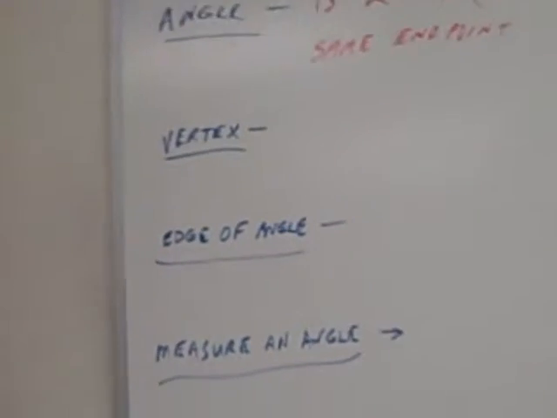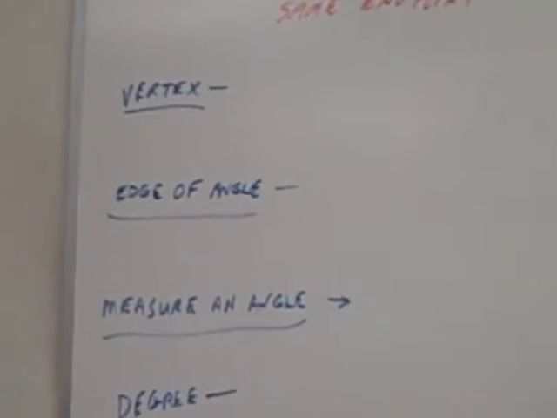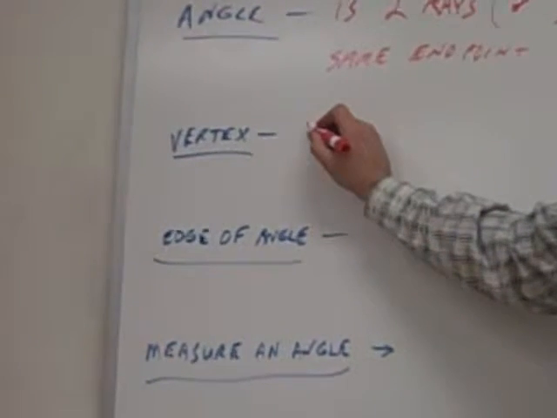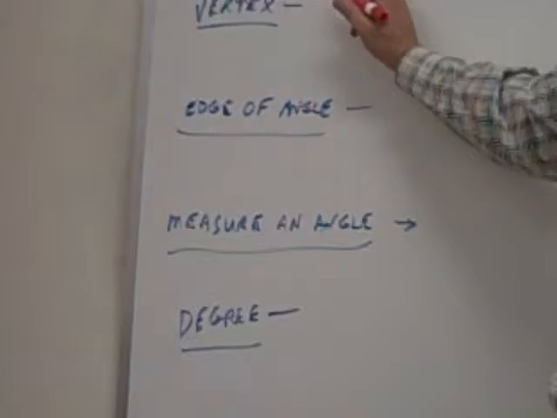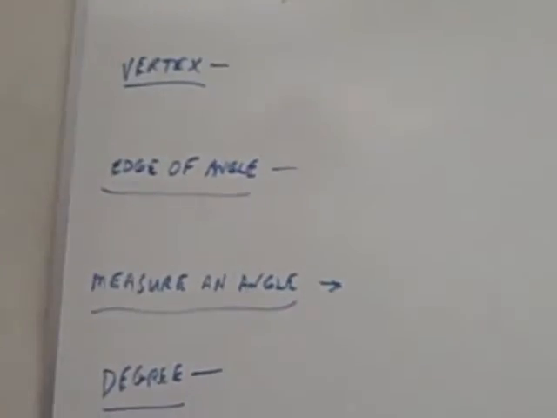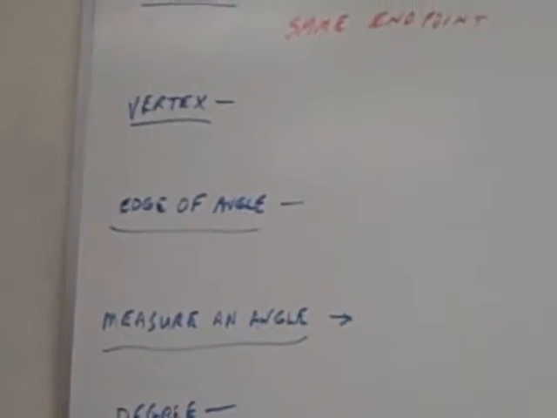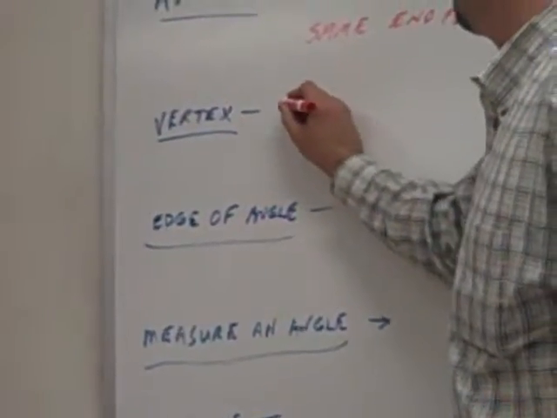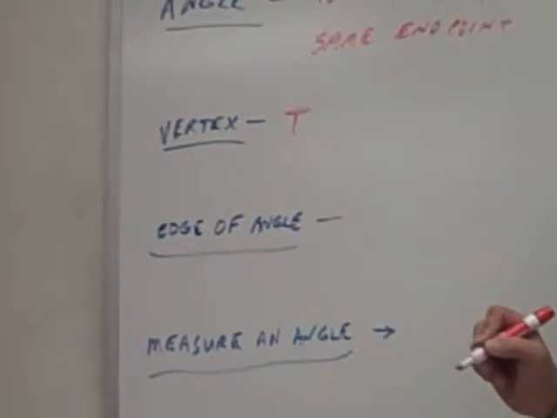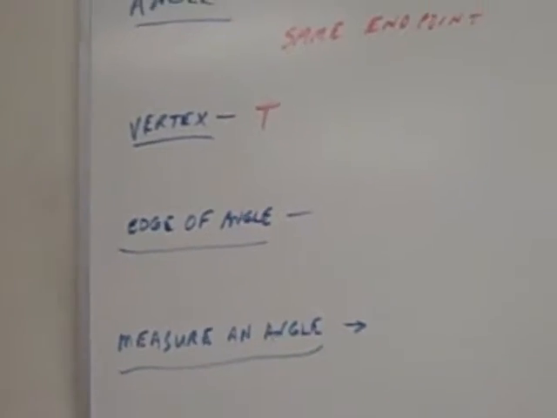Vertex. Fancy word here. Vertex. What is the vertex? What do you think, Matt? Another word for a point. I like that. But we need to have it in terms of our angle. So I'm going to use what you said, but with something else, okay?